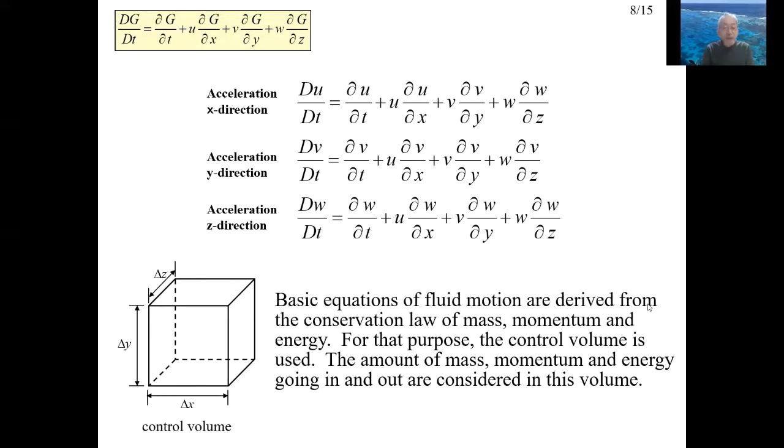When the force is related to the deformation of the fluid element, it is appropriate to consider the small fluid element in space as shown in the figure. And the force due to deformation is formulated using this fluid element. Also, the equation of motion can be derived by formulating the mass and the momentum that goes in and out of this small element. The energy equation can also be derived by considering the thermal energy that goes in and out of the small element. This small element is called a control volume, or sometimes shortly CV.